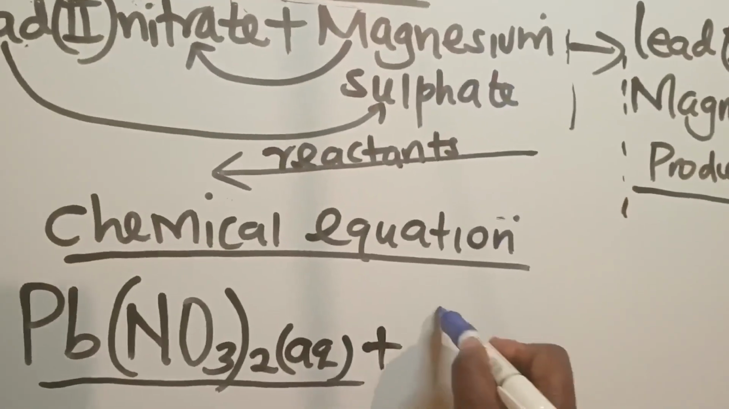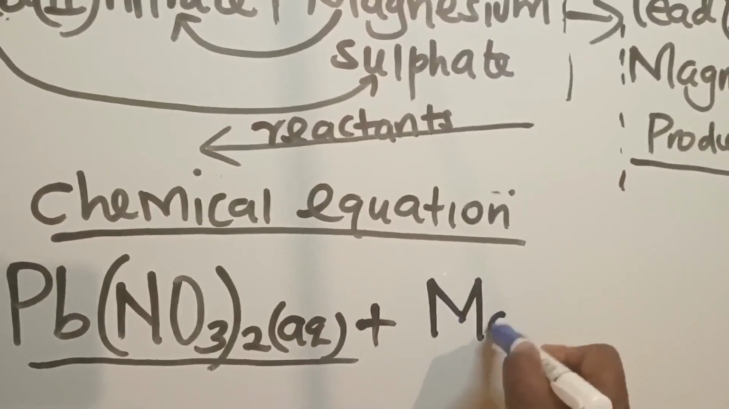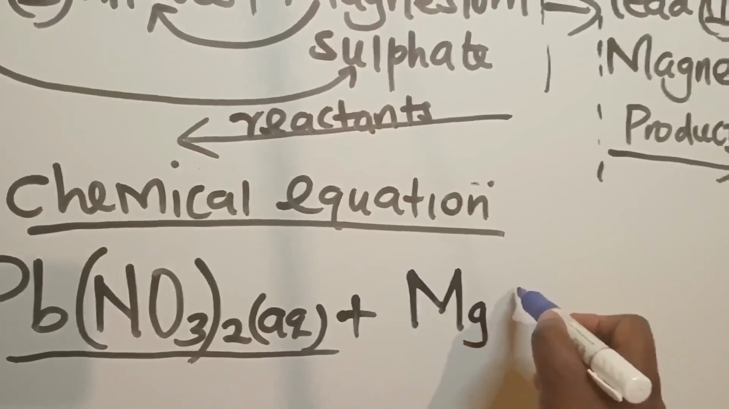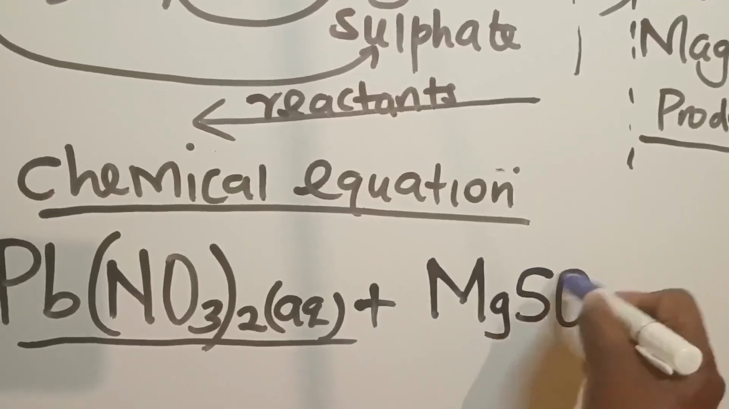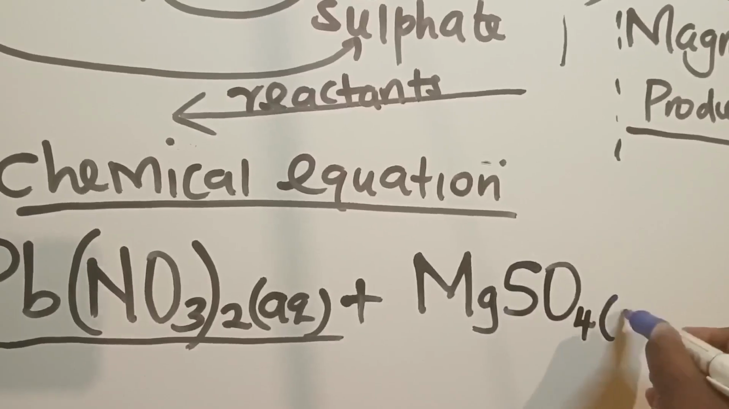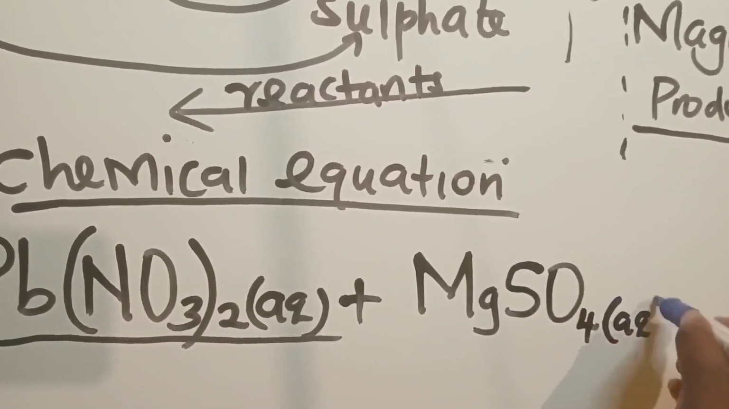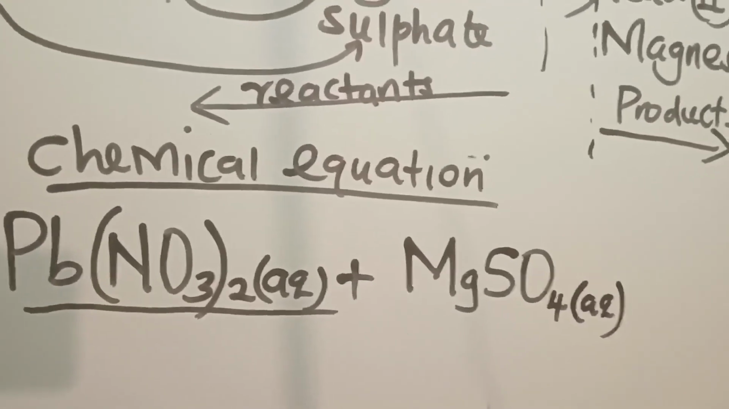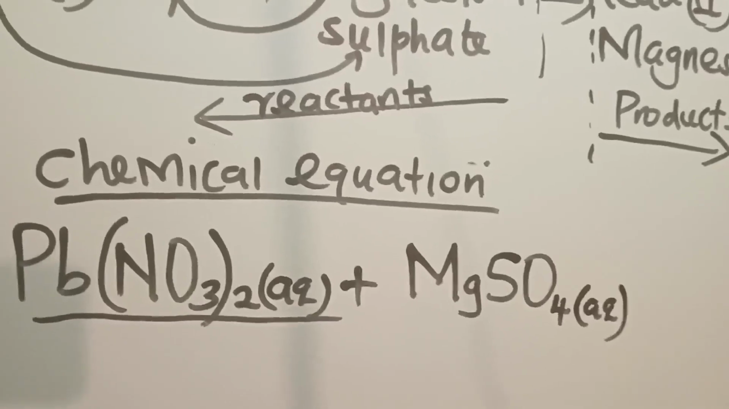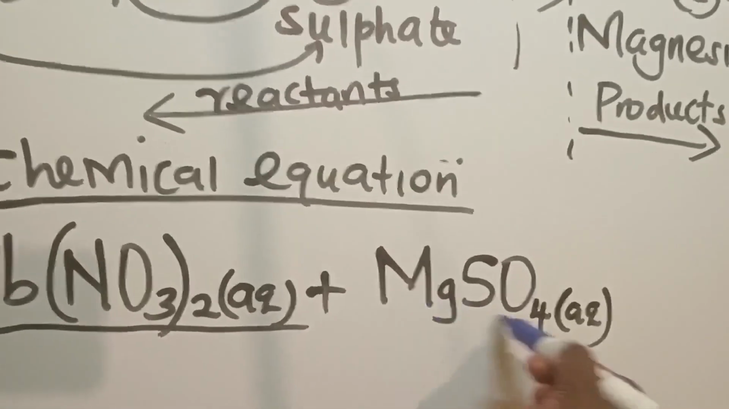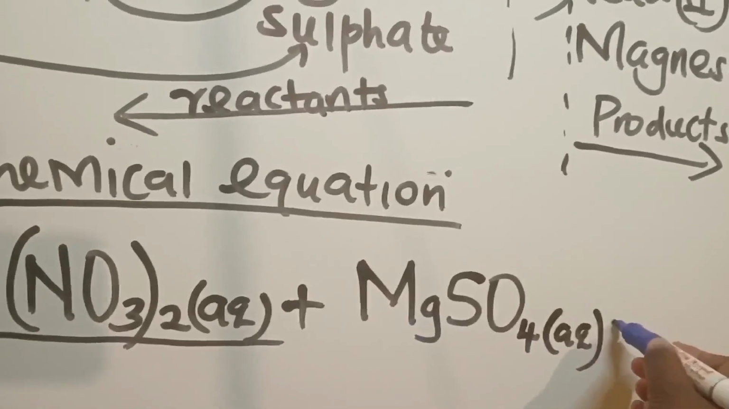magnesium sulfate, this is the symbol for magnesium, the M should have sharp corners, then sulfate, and all sulfates we have just said are soluble except lead 2 sulfate and barium sulfate, while calcium sulfate is sparingly soluble, so meaning magnesium sulfate is in the aqueous state.